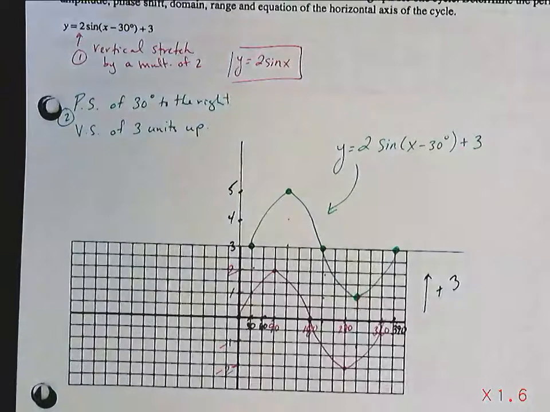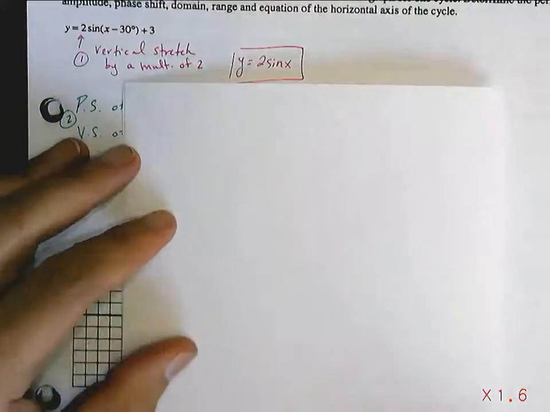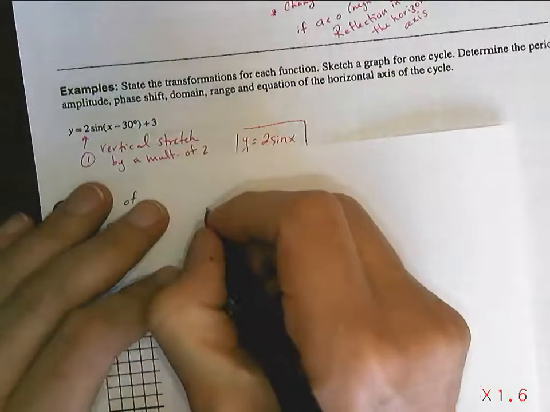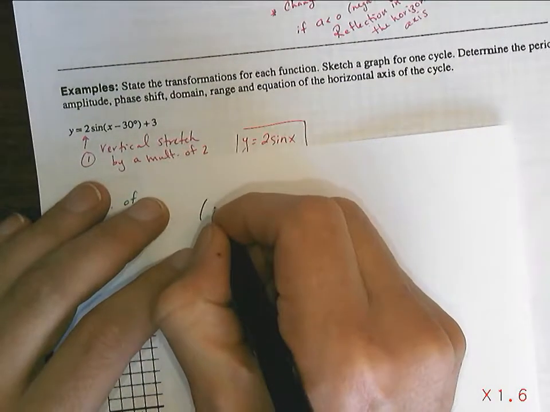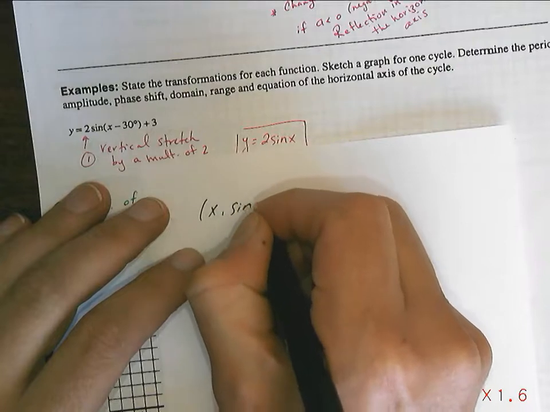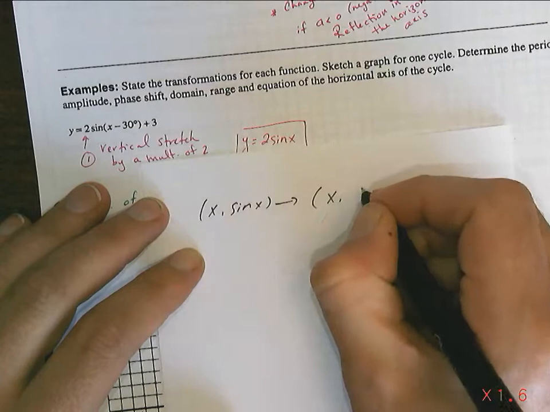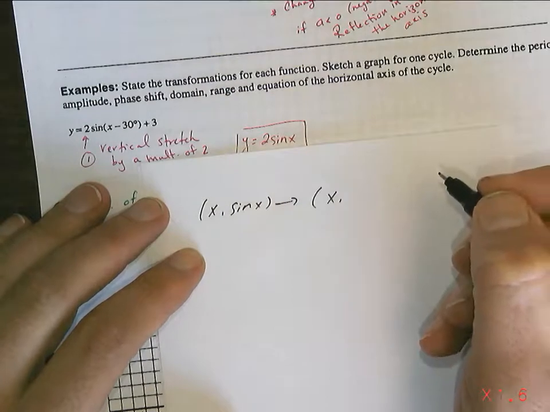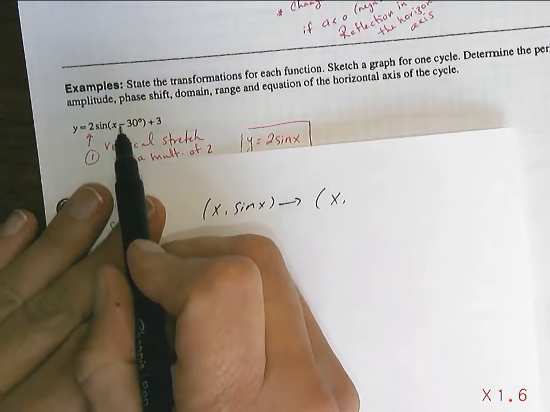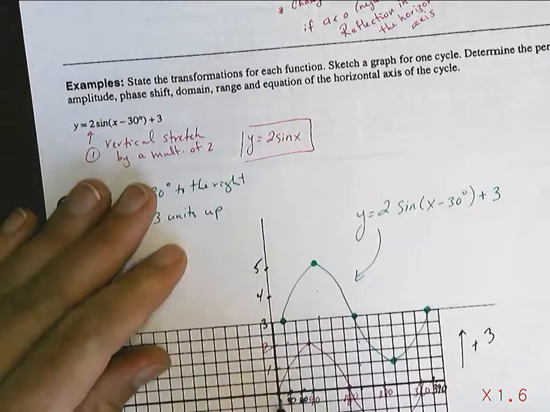Now, you can pause the video and make your graphs just as pretty as mine. And then when you come back, we're going to take a look at the point notation for this. So, the original curve is x comma sine x. And we want that to go to a new curve, x comma, well, hold on. Look what's in here. It has to be moved to the right 30. So it has to be moved this way.